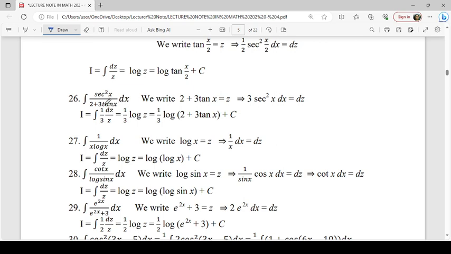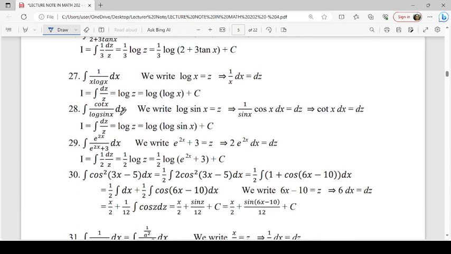Take tan x. The derivative of tan x is sec square x, so for 2 plus 3 tan x, d/dx of 2 is 0, so 3 sec square x dx. So in place of sec square x dx we write dz by 3. Similarly this 1 by x log x. These are all by the method of substitution.